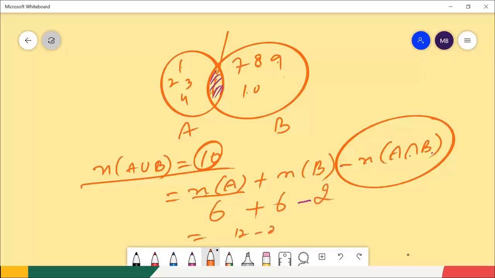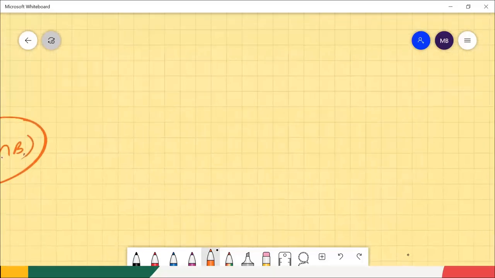So 12 minus 2 is 10. So there are 10 elements. So that is the reason why we are including some areas and excluding some areas. Let us see it for three sets.